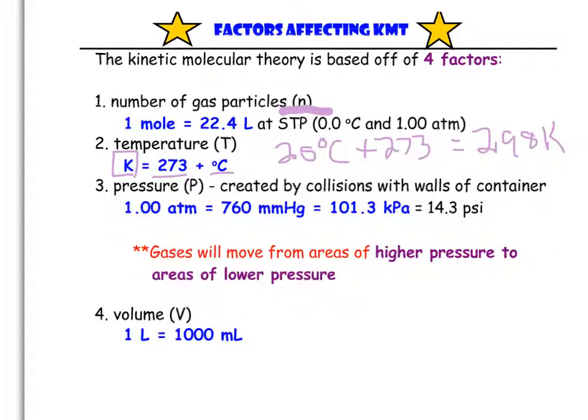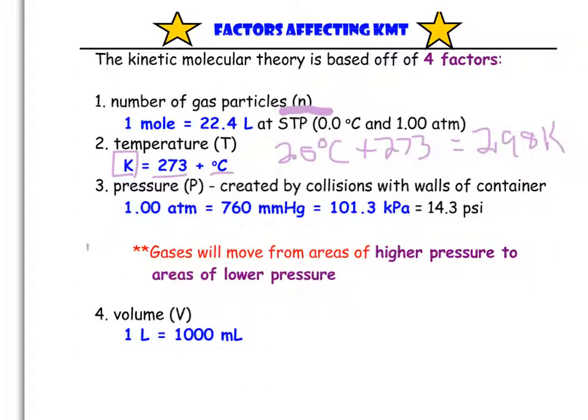And the reason that we use Kelvin is because when we talk about the theoretical point of absolute zero, that is the absolute coldest temperature possible. That is when molecules would have no energy. Molecules would literally be sitting still. That is 0 Kelvin. And that's why we have the Kelvin scale.